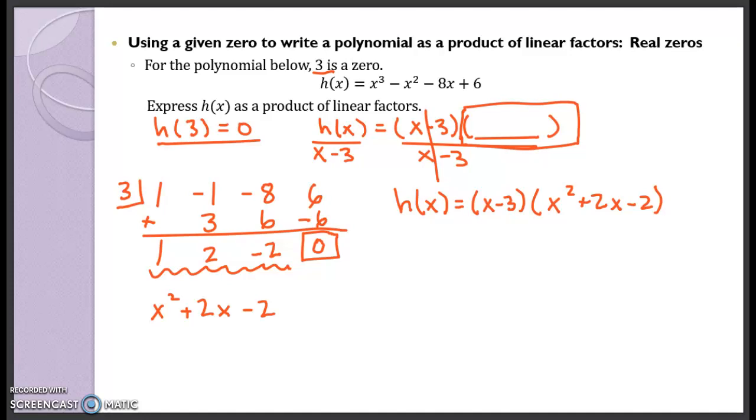Now, this is not a product of linear factors because I have a quadratic function in there. So I need to reduce that a little bit more, but this doesn't factor nicely. So what do I do? I can do the quadratic formula on this.